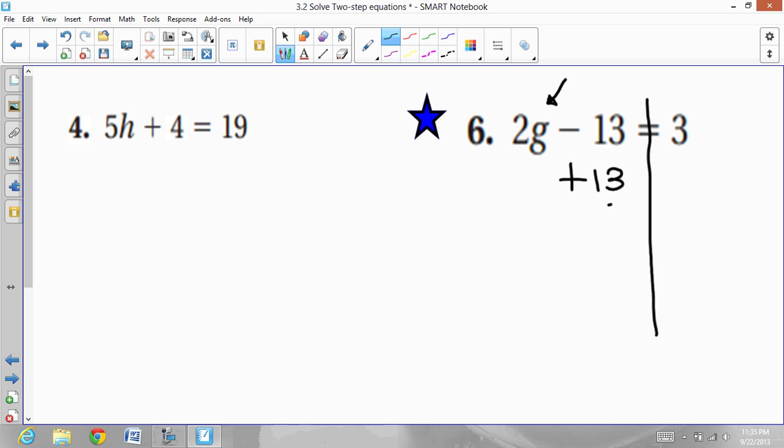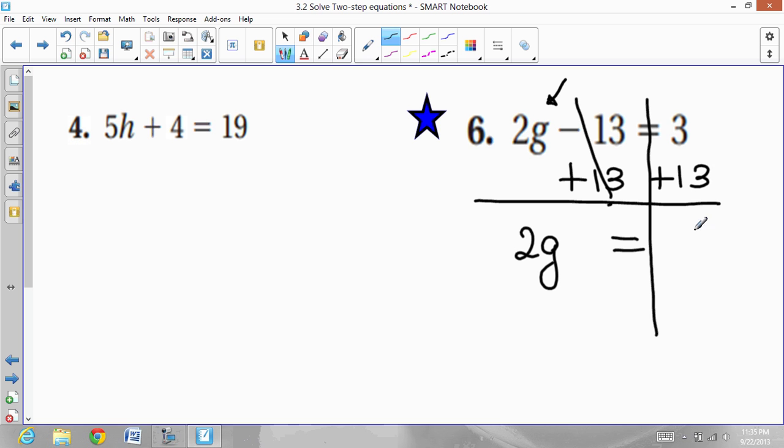So remember, whatever you do on one side, you do the same thing on the other side. And now I'm going to put a line. Negative 13, positive 13 cancels out. So now you are left with 2g equals 3 plus 13, which combines to give you 16.